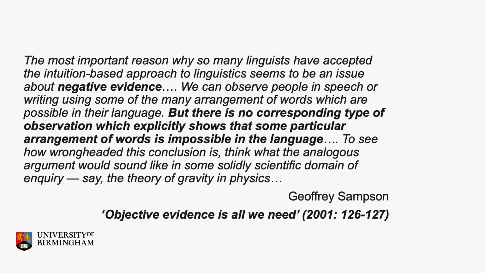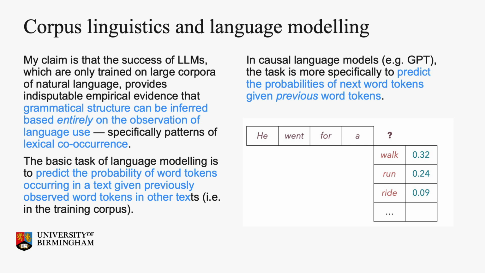To see how wrong-headed this conclusion is, think what the analogous argument would sound like in some solidly scientific domain of inquiry, say the theory of gravity in physics. And so we kind of see here, kind of like Chomsky before, saying that other scientists don't do this. Here's Sampson saying other scientists don't do this. But we're just taking everyone's word for this, and it's not totally clear to me that just because a physicist does or doesn't do something, that this is all we need to justify what we do.